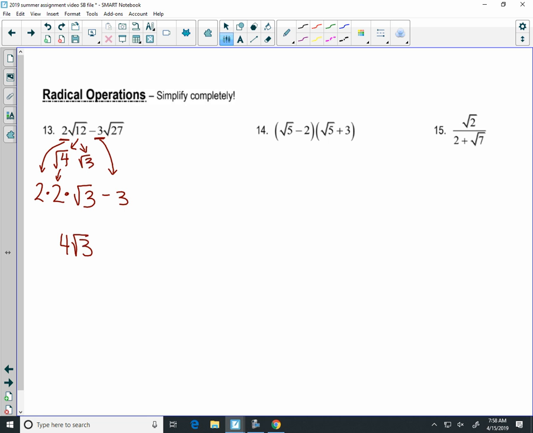Similarly with 27, the biggest perfect square that goes into 27 is 9. And 27 is 9 times 3. The square root of 9 is 3. Square root of 3 does not break down. And so that term simplifies to 3 times 3 is 9, the square root of 3. So lots of little baby steps there to get to your final answer. 4 radical 3's minus 9 radical 3's is going to give us negative 5 radical 3's.